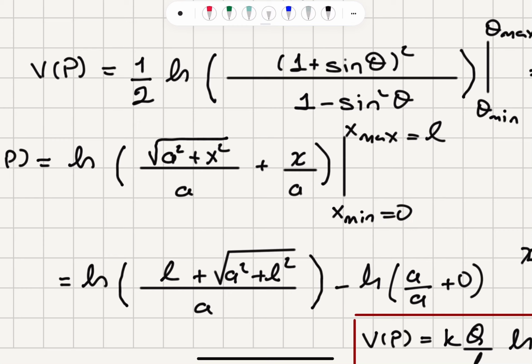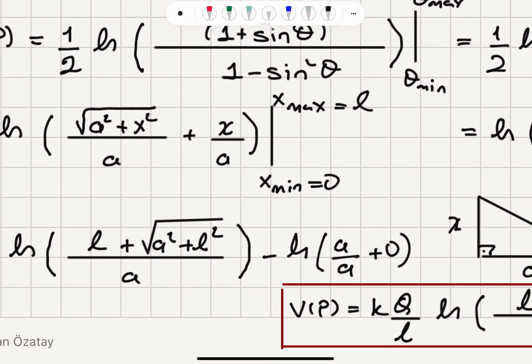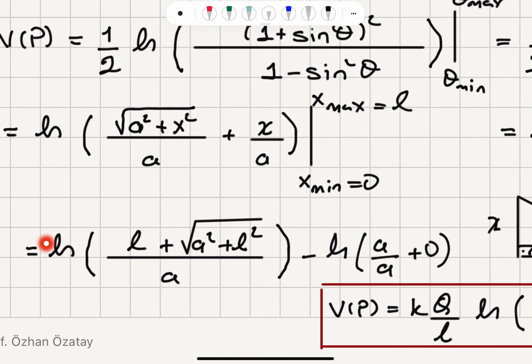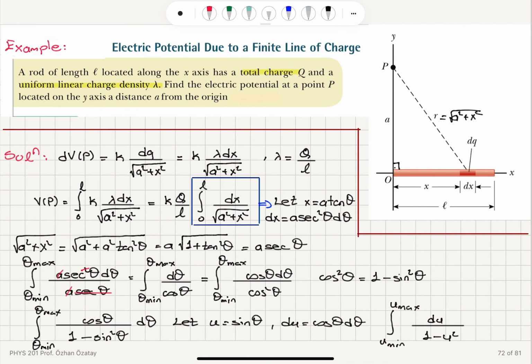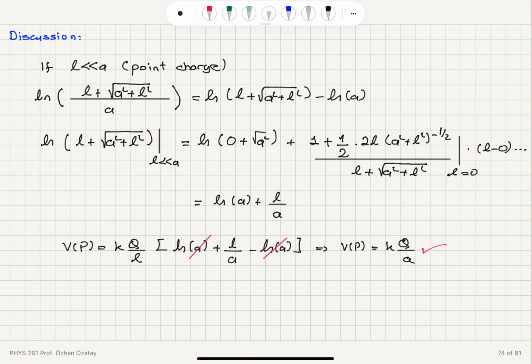For 0, I have natural logarithm of square root of a square over a plus 0. Natural logarithm of 1 is 0. So I'm left with this answer, natural logarithm of L plus square root a square plus L square over a. That's the answer to the integral, but the overall answer has a kq over L prefactor. So it's kq over L, natural logarithm L plus square root a square plus L square divided by a is the answer. Now I want to check the limit when L is much less than a.